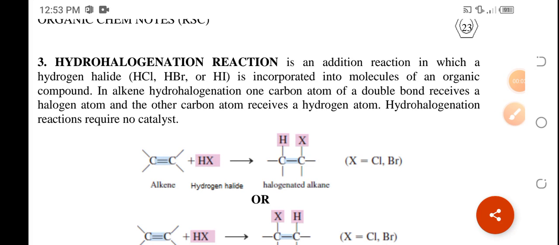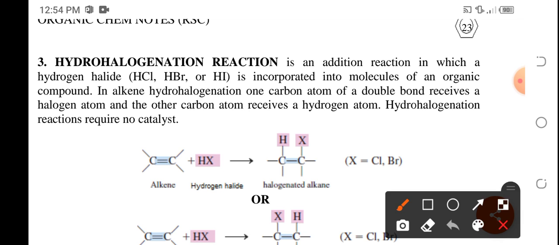Another addition reaction for alkene would be hydrohalogenation. Unlike the first two reactions, halogenation and hydrogenation, hydrohalogenation is actually an unsymmetrical addition reaction. Unsymmetrical, because the atoms that will be added to the double bond are not the same.